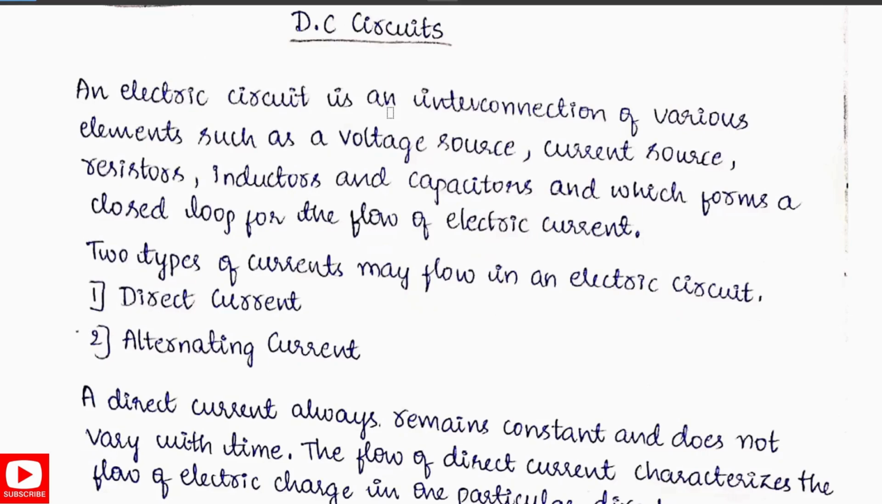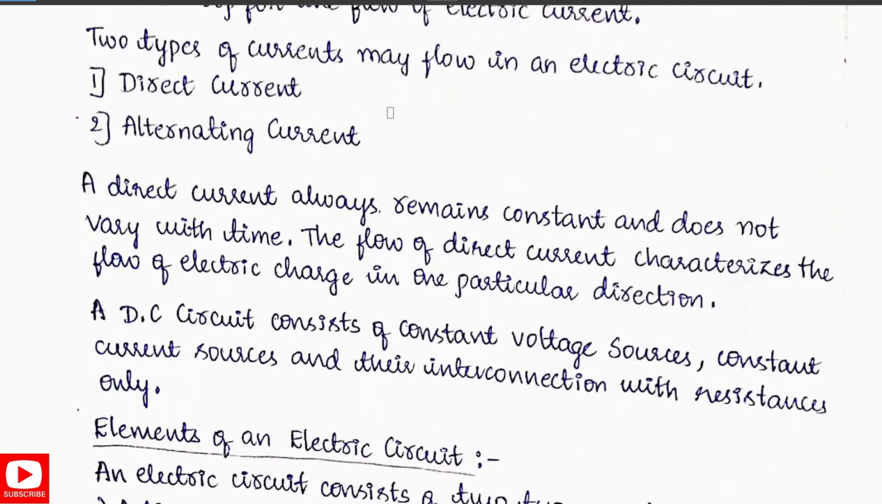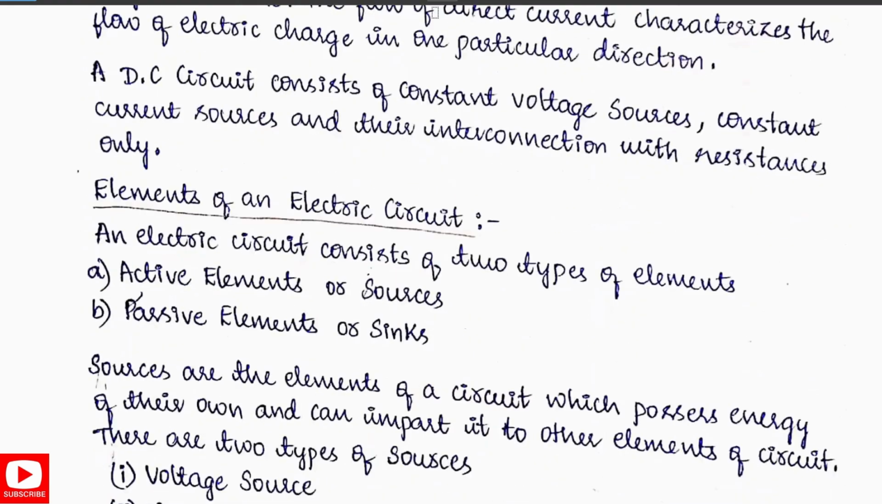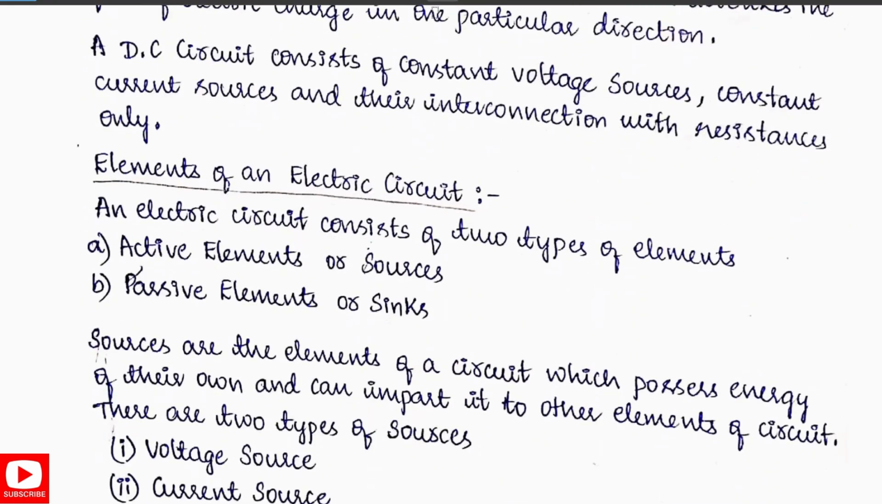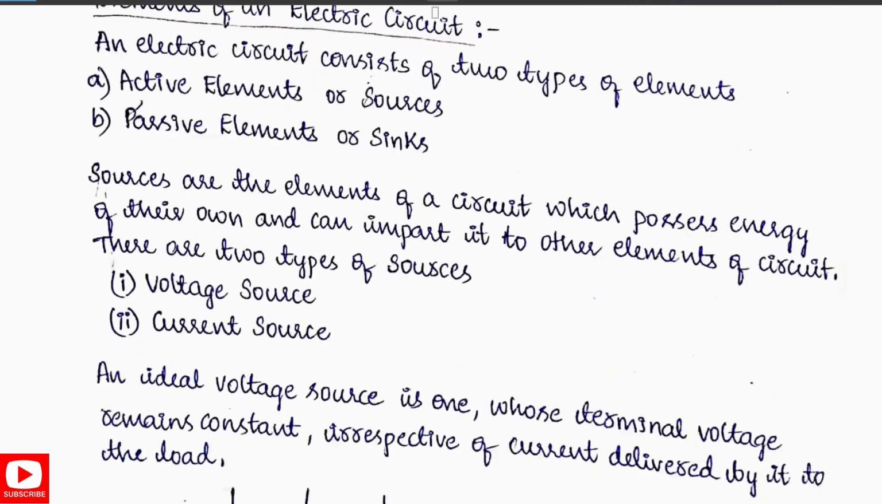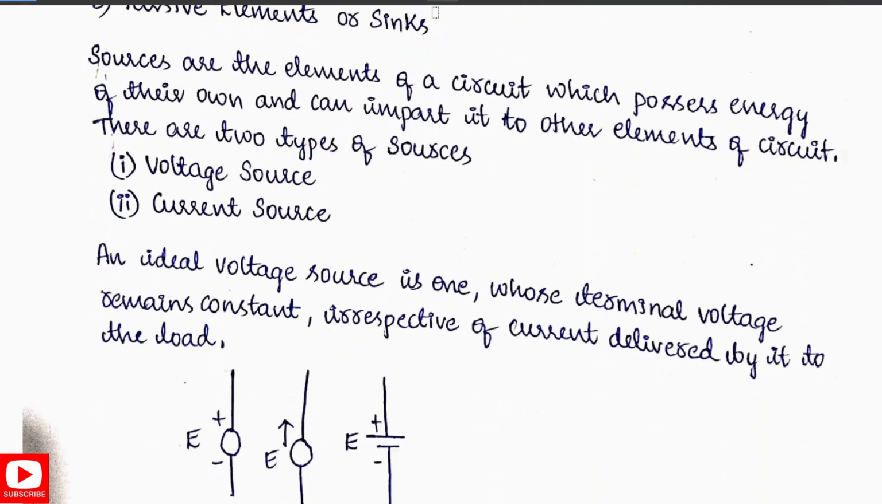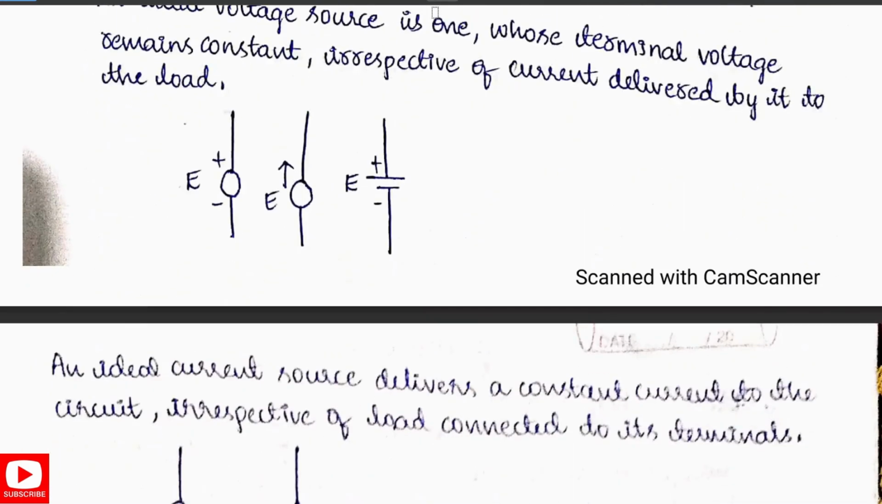DC circuits. An electric circuit is an interconnection of various elements. We have two types of currents that mainly flow in the circuit: one is direct current and the other is alternating current. You have to know what is a DC current and what is an AC current. Then elements of the electric circuit: passive elements and active elements. Sources are one, voltage source, and the other, current source. So that is how they are denoted.